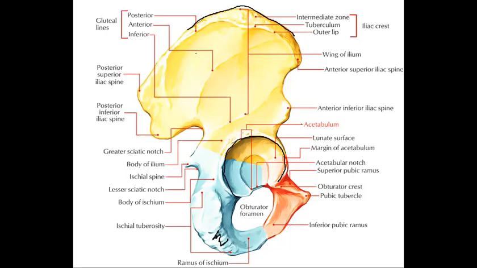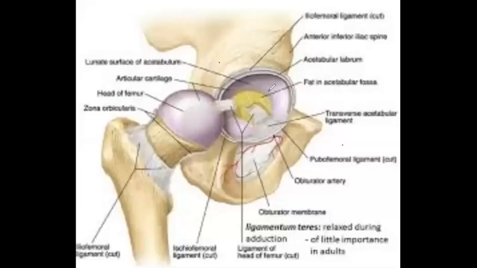So let's take another look. So if we look at now, once again, we have the outside of the acetabulum. And again, this is an indentation here. So it's like a little crater. It has a labrum that goes around it too, just like the shoulder joint did, to help hold the head of the femur in there. So this is the head of the femur.